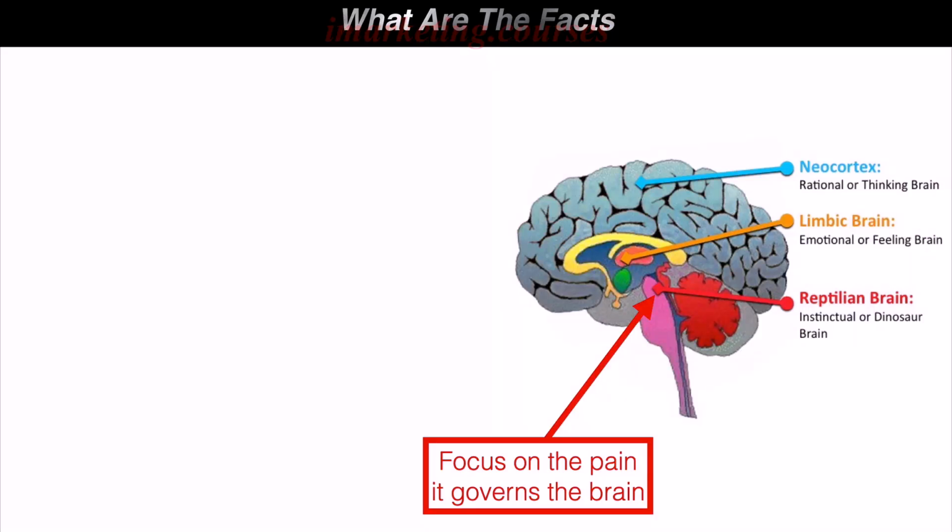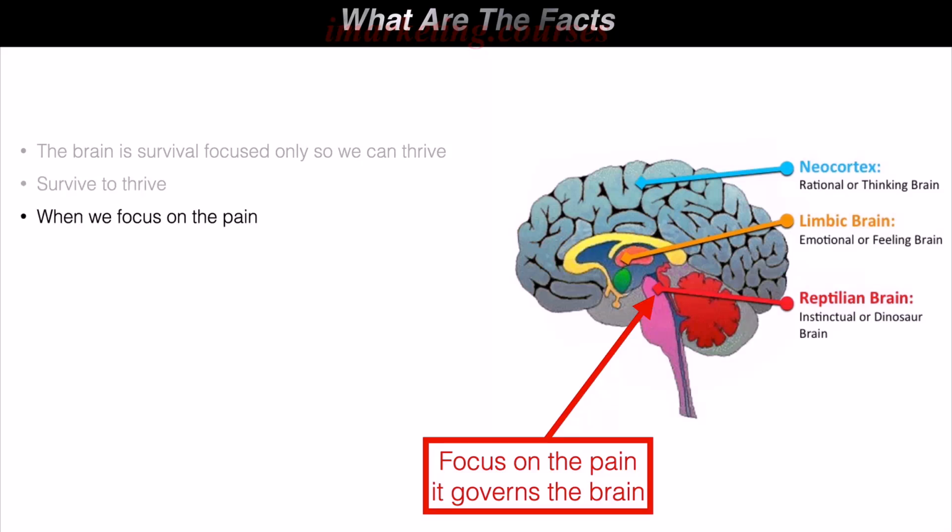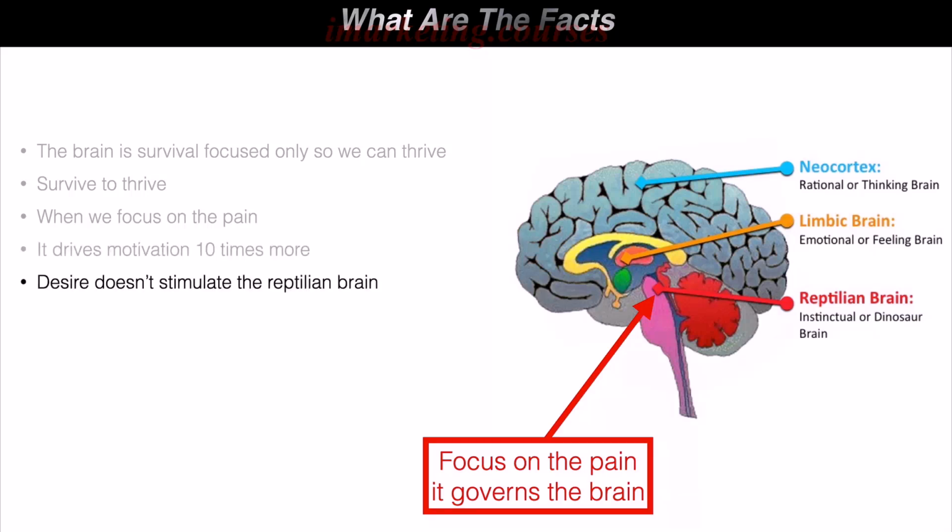It's the reptilian part of the brain. It's the oldest part of the brain. It is the core element that drives the brain. The brain is survival focused only, so we can thrive. Survive to thrive. That's it. When we focus on the pain, it drives motivation 10 times more.